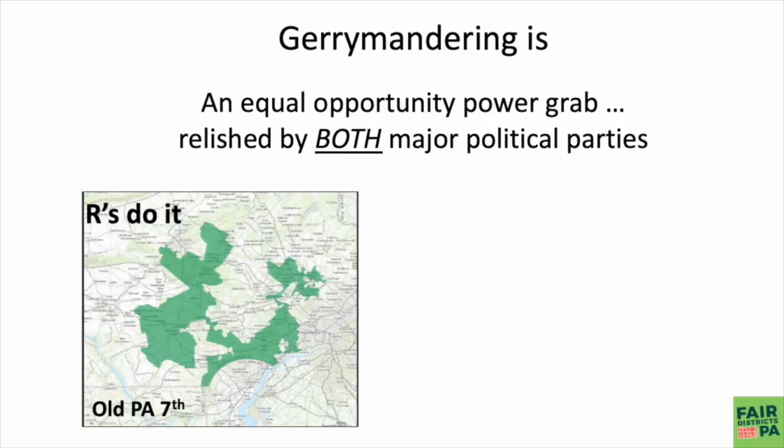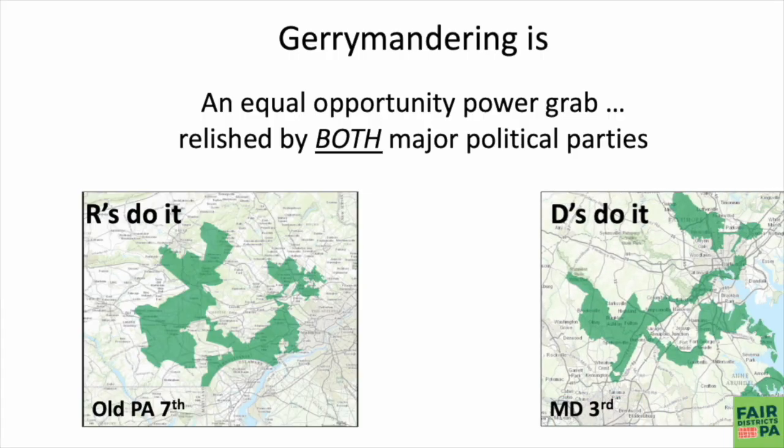On the left is the old Pennsylvania 7th Congressional District, drawn by Republicans, known as Goofy Kicking Donald. It was so carefully drawn that one of the connectors between segments was the parking lot of a seafood restaurant. But lest you think the fault is all with Republicans, consider this.